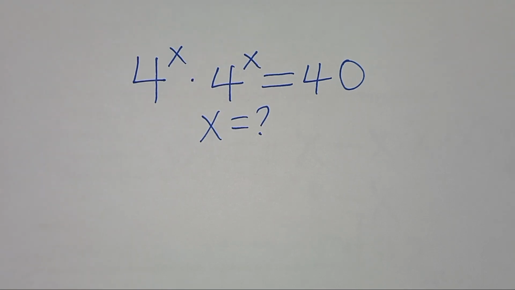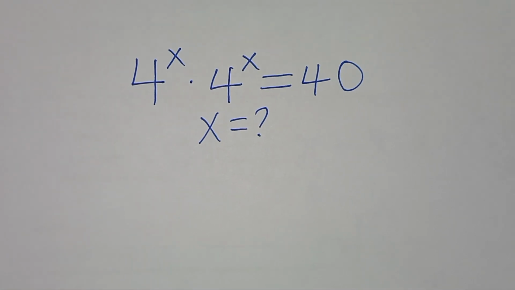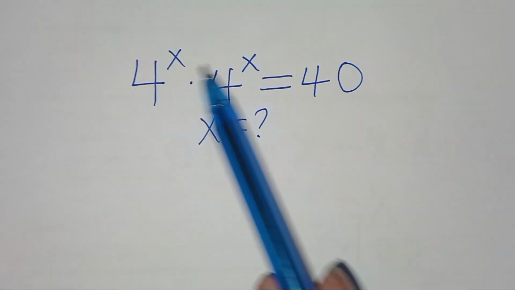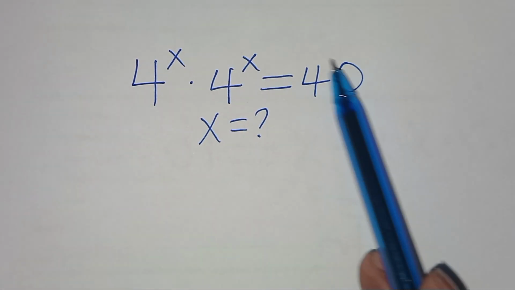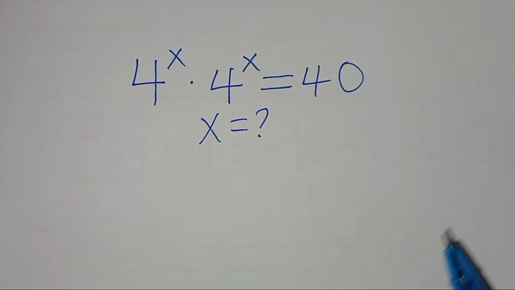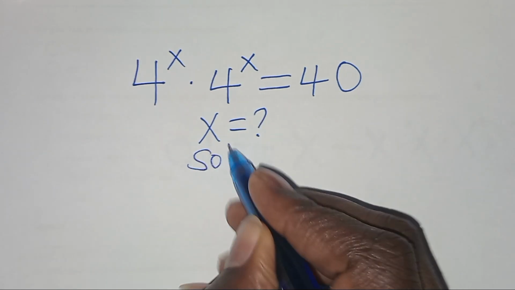Hello everyone, you're welcome to solve this nice exponential equation, which is 4 to power x times 4 to power x. This is equal to 40. So what is the value of x? Now, solution from here.